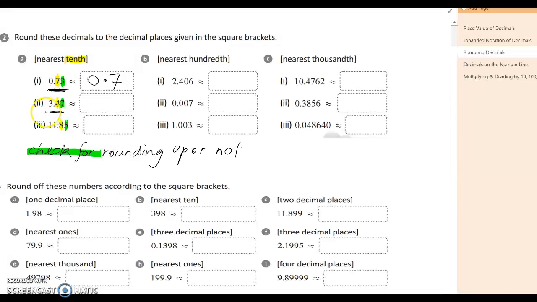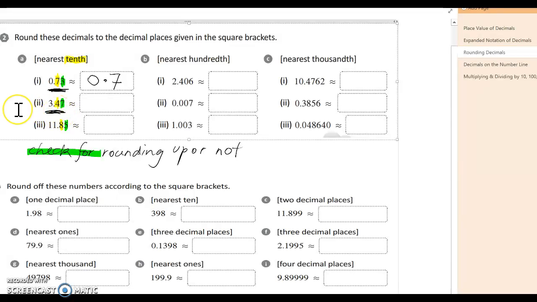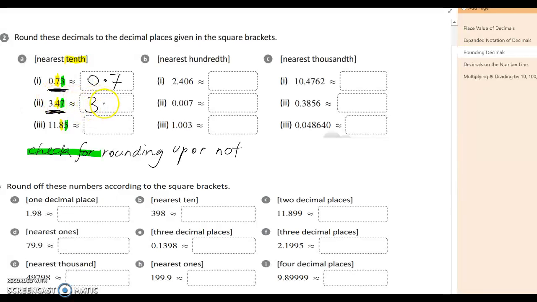Let's look at the next one here. See the 7? Yep, it is 5 or higher, so that 4 has to round up. Why? Because 47 is closer to 50 than it is to 40. Think of it that way. Look at this one. The 5, yeah, 5 or higher rounds up, so the 11 stays put, and the 8 rounds up to 9. It's kind of like saying 85 is closer to 90 than to 80. All right, see if you can do the others.